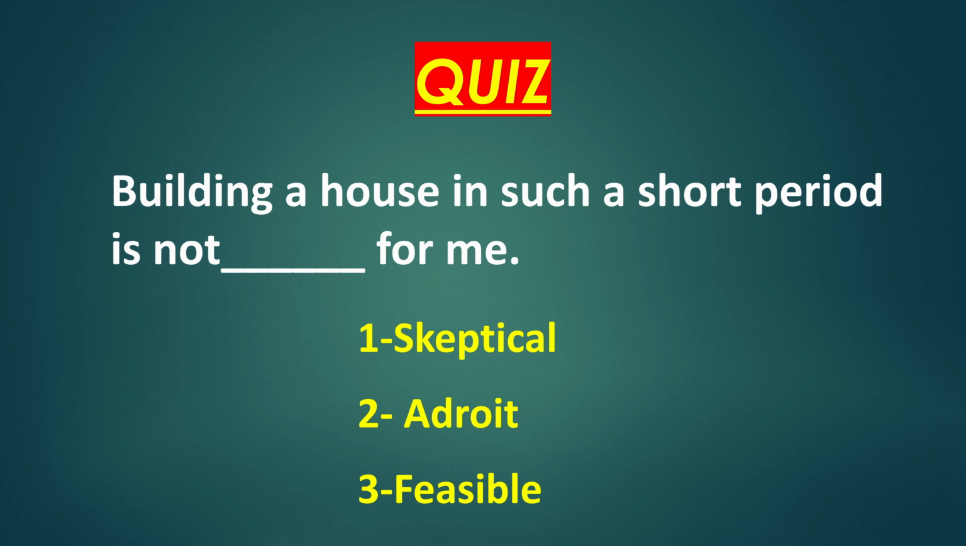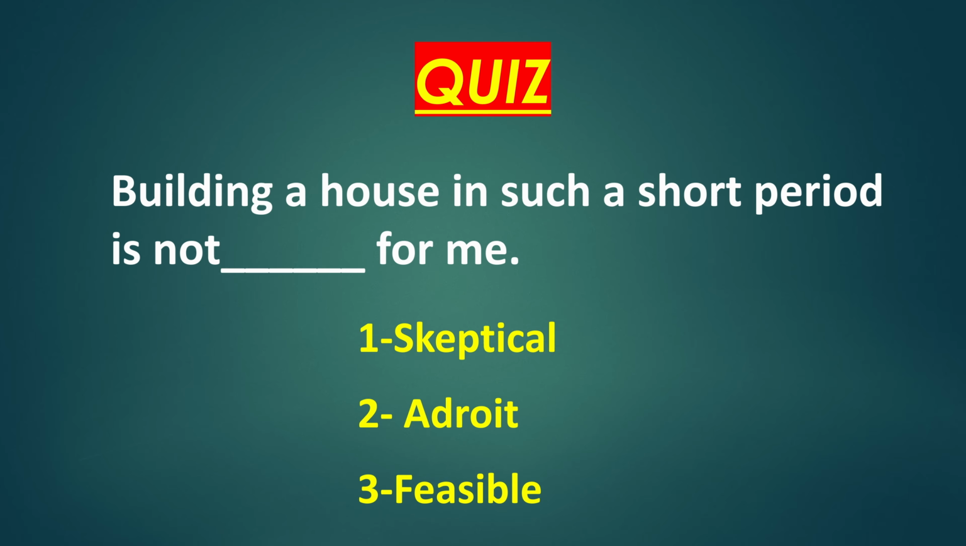And so, dear viewers, here is the quiz. Let's see what you have learned. I'll read the question followed by three options, and you will pick the right answer. The first question is: building a house in such a short period is not blank for me. Options are skeptical, adroit, feasible. And the correct answer is feasible.